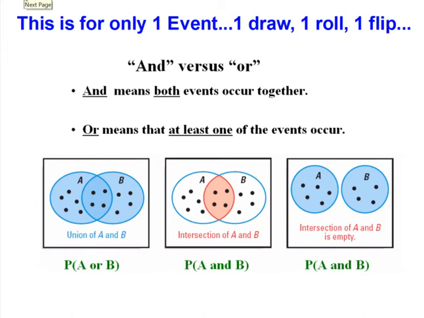A couple of things. When we're dealing with OR, we're talking about one event and one draw, one roll, one flip, etc. The word AND means something different. The word AND means, in a Venn diagram, where those two characteristics happen at the same time. Okay.